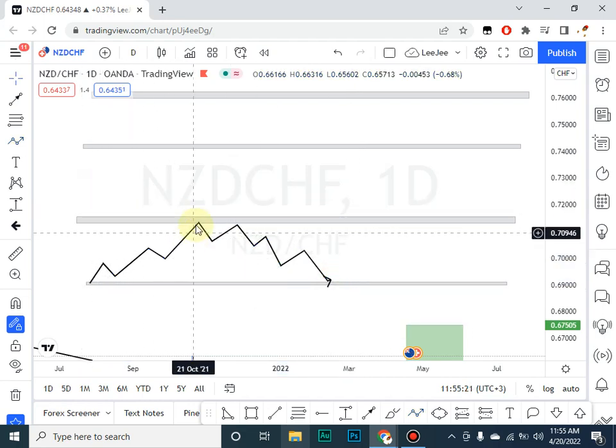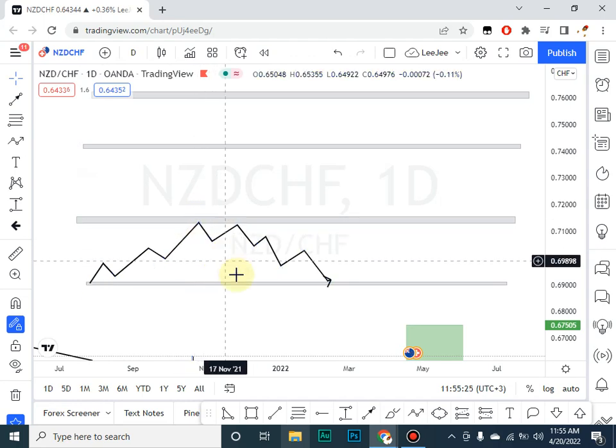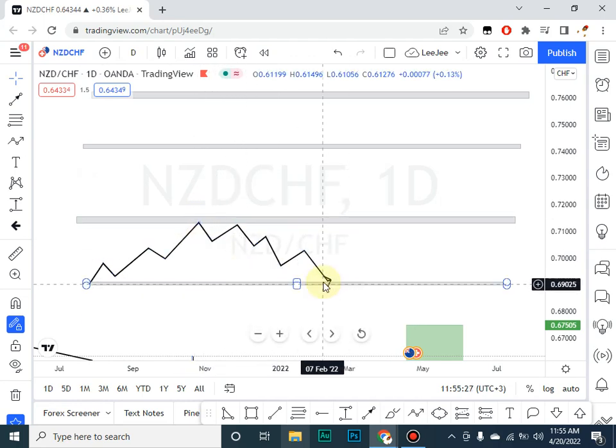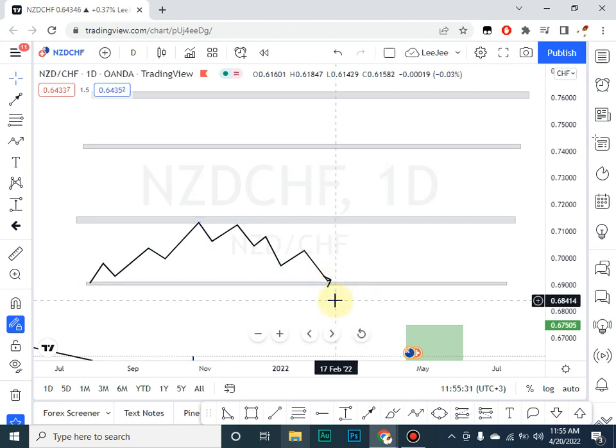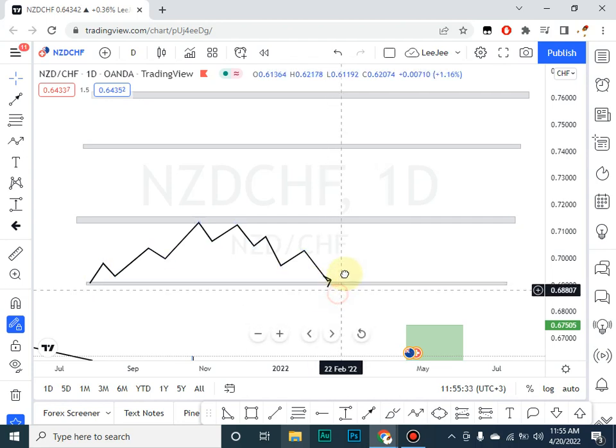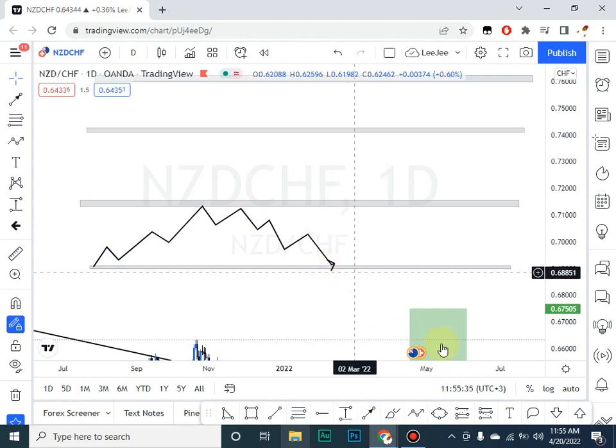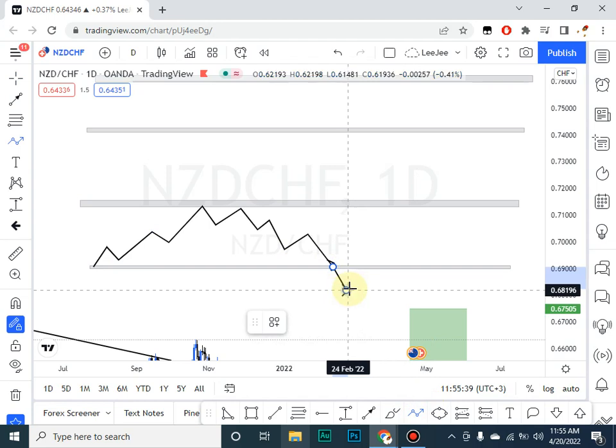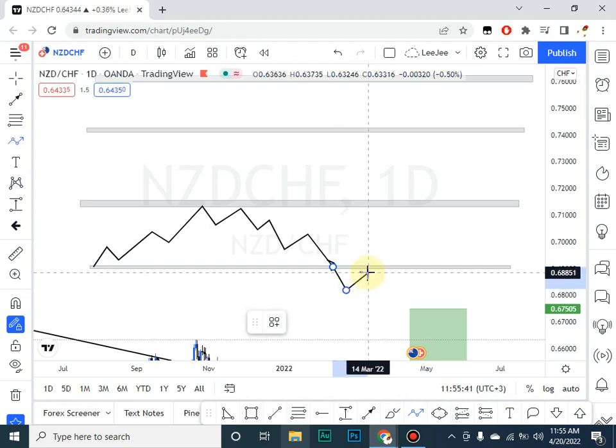So like I said before, if it doesn't break this resistance, the market will try to go back to the previous support to see if the support is weak enough to be broken on the downside. Now if it breaks this support, that means the market will go down, come back to resist, to retest.